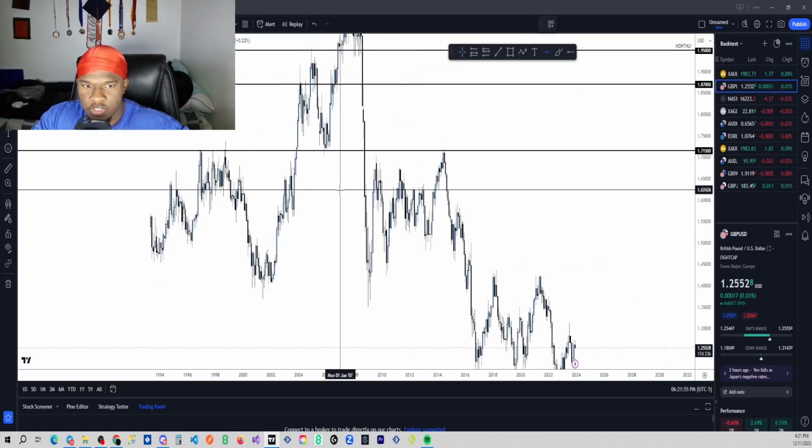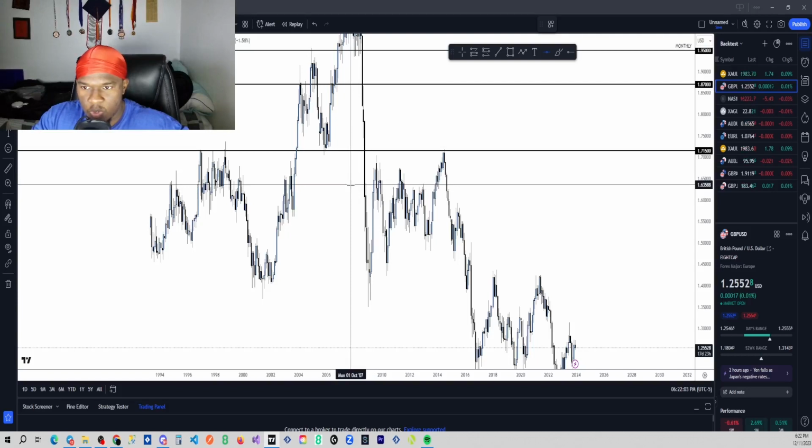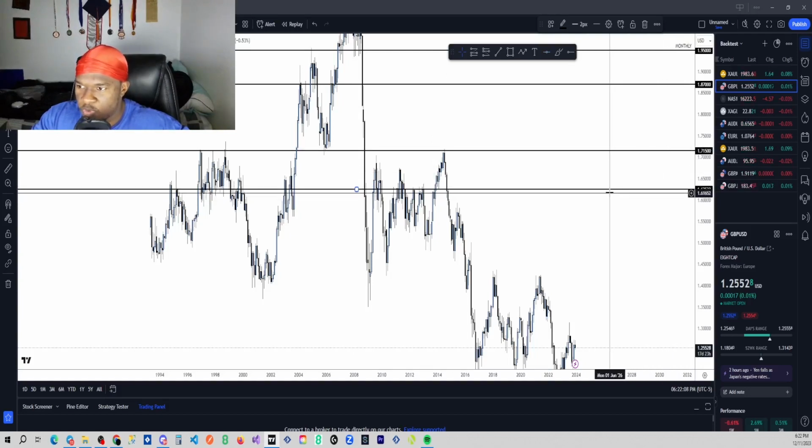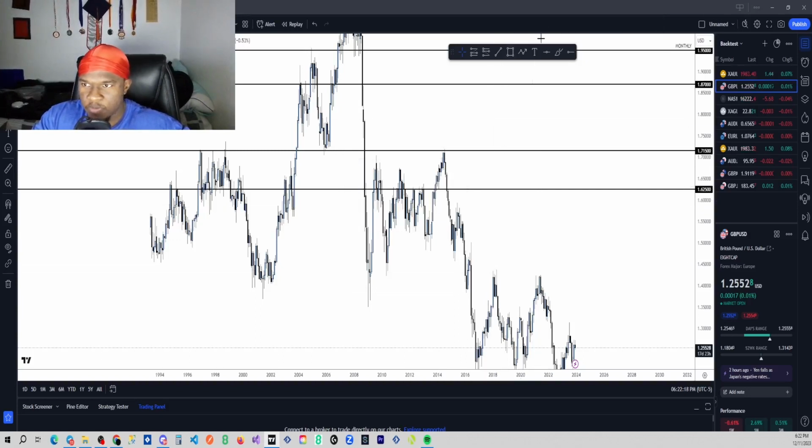Let's continue to play this out. Seems to be a nice level right over here as well. 1.62500. I like that. So if you want to change this, all you have to do is double click it and then change the number to an even number, to a round number. We're going 62,500.